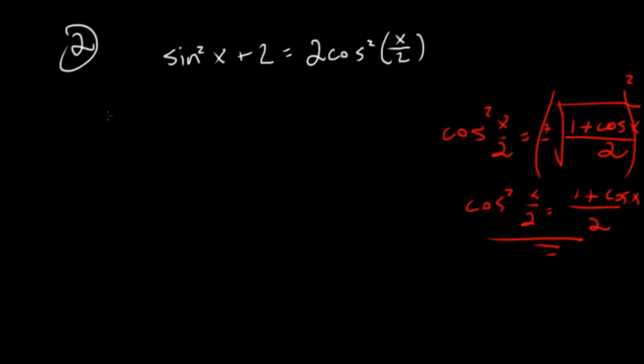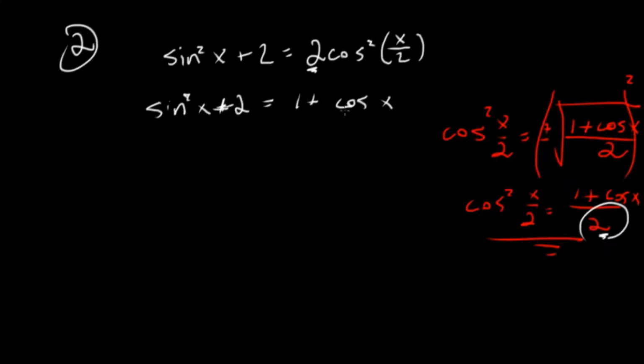I can go ahead and substitute it right into there. We got sine squared x plus 2 is equal to, and what's really nice is this 2 right here is going to cancel with this 2 right here. So cosine squared x divided by 2, that's just going to be 1 plus cosine x. That's really nice. All right, so we've done this before. This is just solving trig equations that we've done in the past.